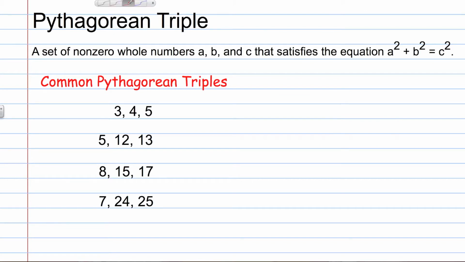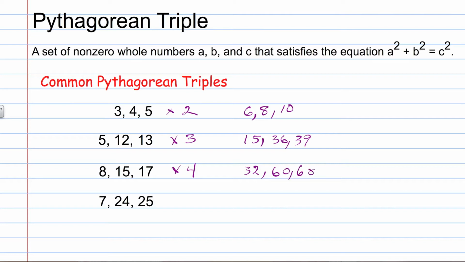Another thing to note is that we can always multiply triples by a particular number to get another triple. So we can multiply any of these triples or any other triples by the same number to get another triple. In this case, if we took the Pythagorean triple 3, 4, and 5 and we multiplied it by 2, that would give us the Pythagorean triple 6, 8, and 10. If we multiplied 5, 12, and 13 by 3, that would give us another triple of 15, 36, and 39. If we took this one here and multiplied it by 4, that would give 32, 60, and 68. And if we took this one here and multiplied it by 5, say, that would give us 35, 120, and 125. And so here, Pythagorean triples, not only can we have them in their simplest form, but we can multiply them by numbers to get other Pythagorean triples.